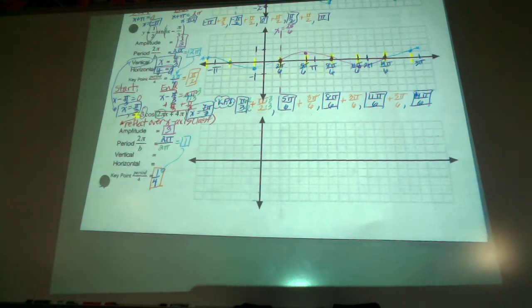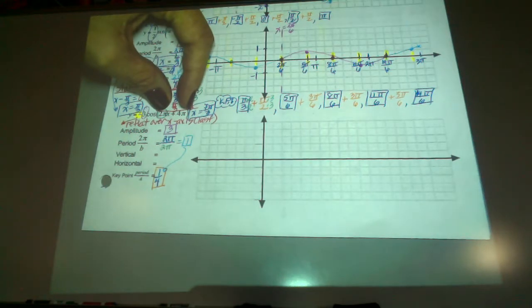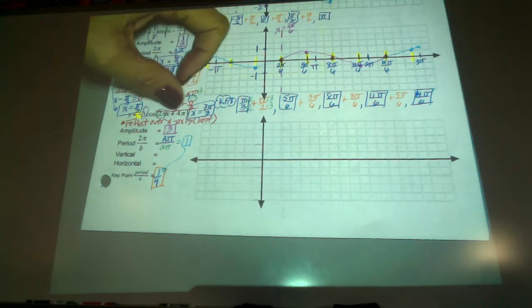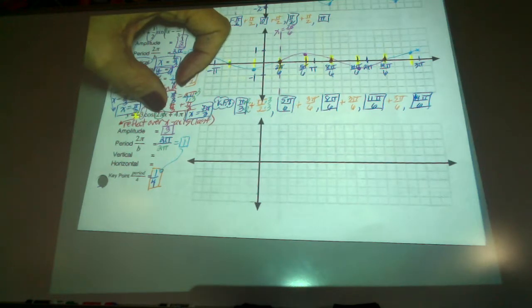But I have to figure out the starts. Since I have parentheses with a plus in it, that must imply I have a horizontal translation. Is it going to be right or left? Left. It may not be left pi over 4 because we also have a period change. So that's why it's really important to use a start and end.